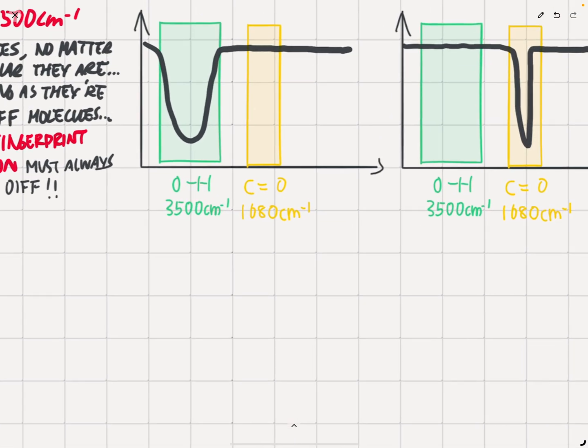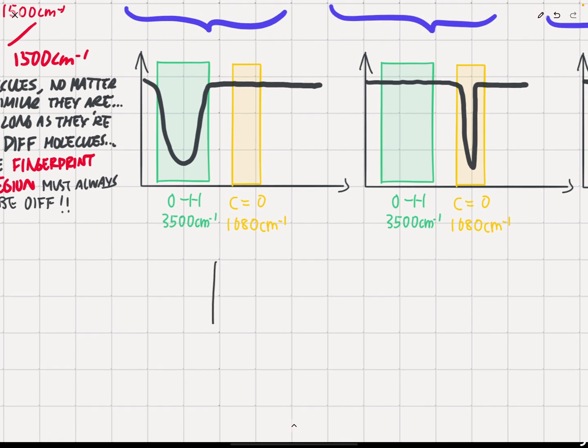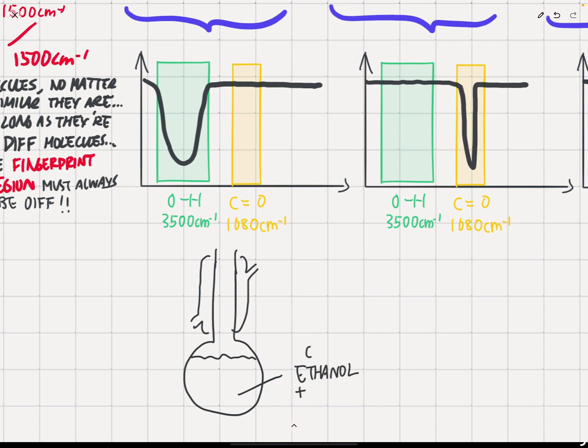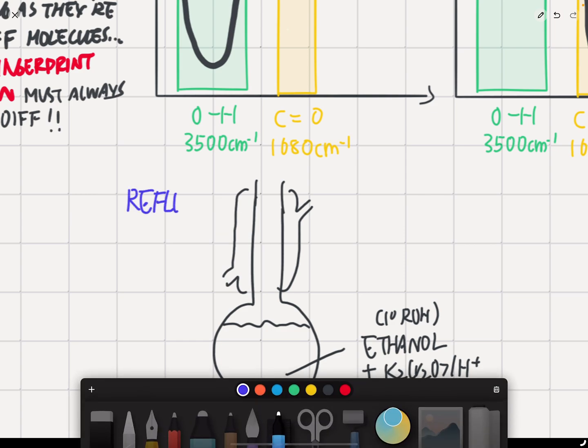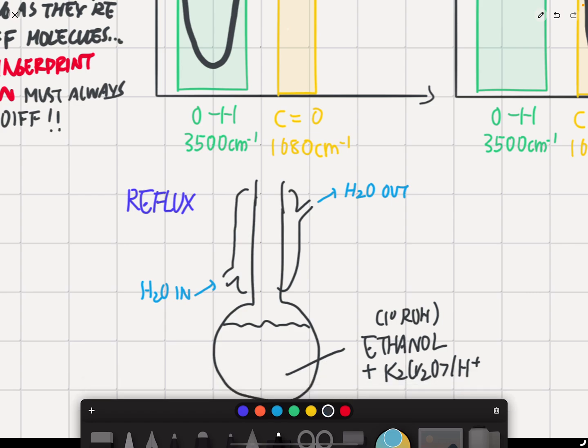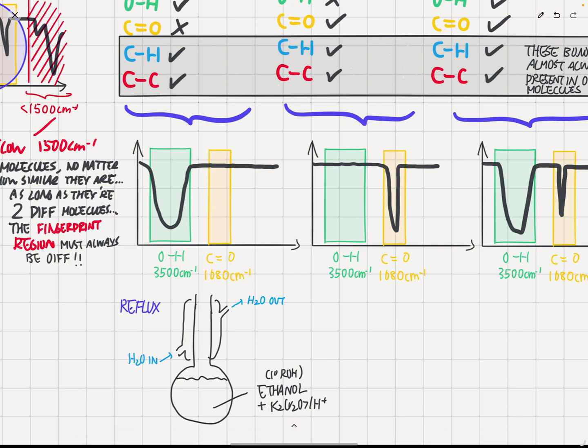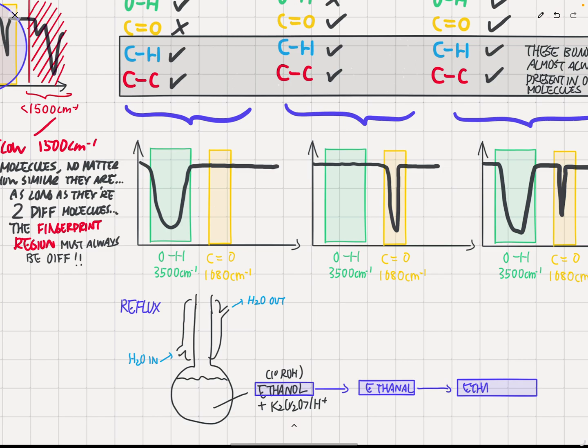So when you carry out the reflux reaction, remember that we can use reflux to completely oxidize ethanol into ethanoic acid. Ethanol is a primary alcohol. So when you mix it with oxidizing agents like potassium dichromate, and then you use the reflux setup here, where water comes in from below and water leaves from above, H2O in and H2O out from above, you will see that it slowly turns from the primary alcohol stage through the ethanal stage and finally to the ethanoic acid stage.